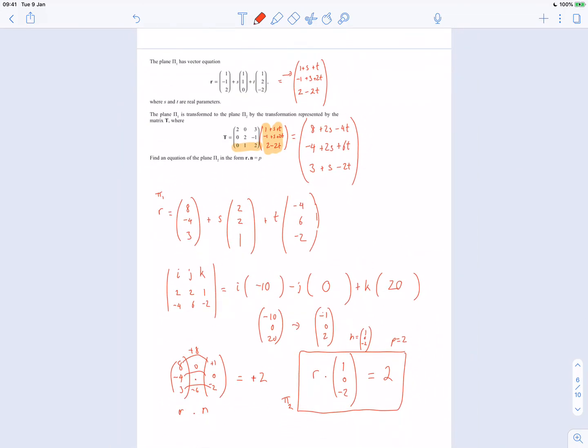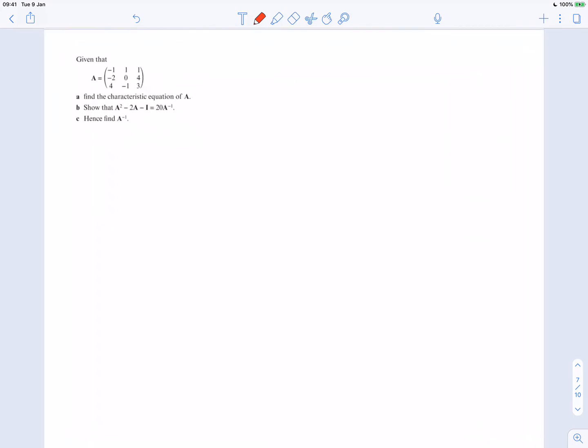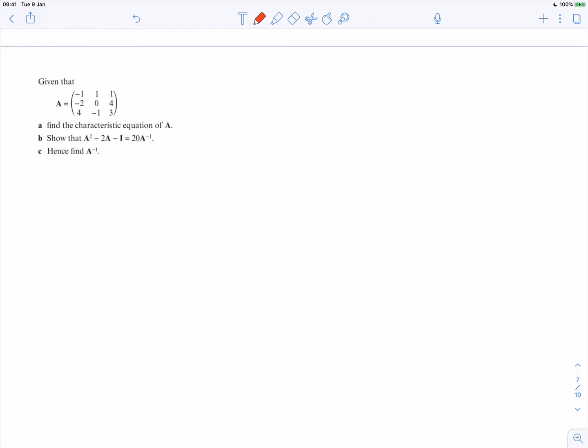Yeah, so you can solve these questions fairly easily. I know we haven't looked at eigenvalues and eigenvectors yet, but this is just a recap of stuff we've done. Okay, here we're going to be looking at the Cayley-Hamilton.